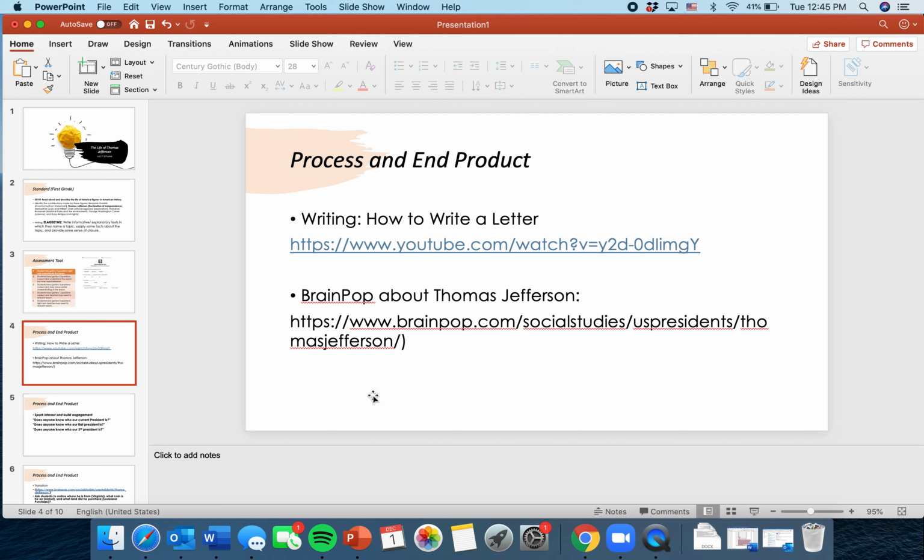Right here is the process where students will watch a video because we're currently virtual learning. We'll watch a video of how to write a letter. It's a pretty simple video, 2 minutes, where they get to see the structure of a letter and how to start and end a letter as well. And then there's a BrainPOP video for Thomas Jefferson, which is pretty informative.